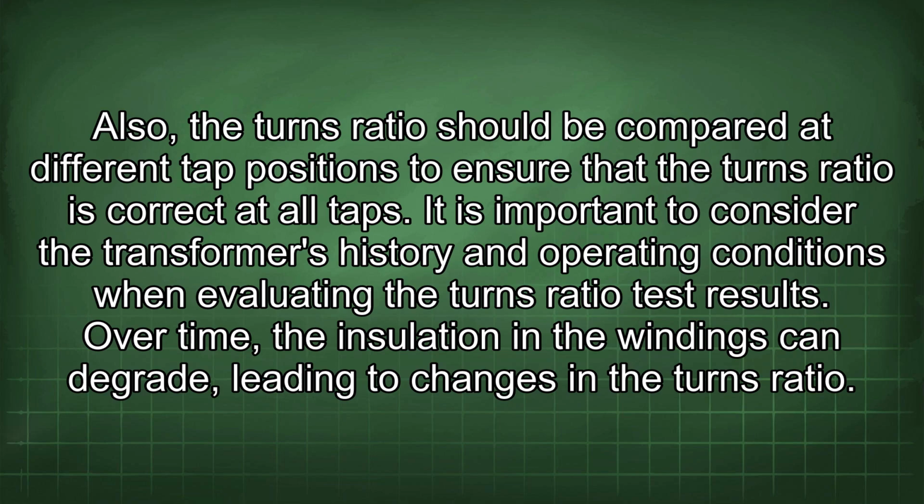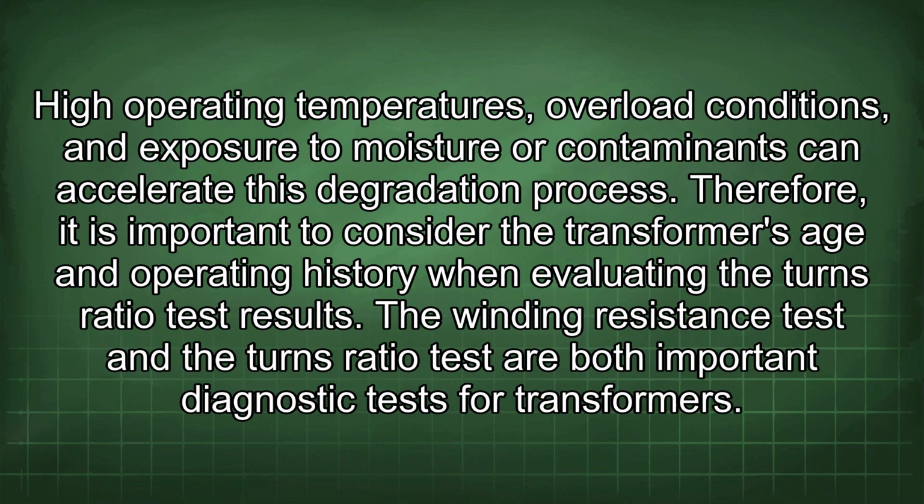Over time, the insulation in the windings can degrade, leading to changes in the turns ratio. High operating temperatures, overload conditions, and exposure to moisture or contaminants can accelerate this degradation process. Therefore, it is important to consider the transformer's age and operating history when evaluating the turns ratio test results.